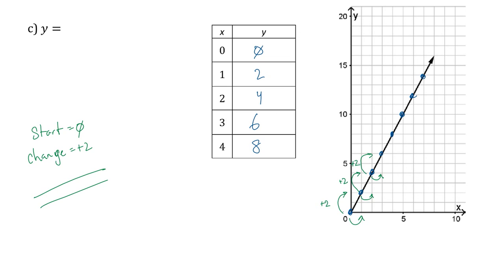And I've already got the start and the change, so this is y equals my start, which is 0 plus 2 times x, or y equals 2x plus 0, or we've talked about this before, I really don't need that 0, so I can just call it y equals 2x. But any of those three is fine. You're going to get full marks for that.